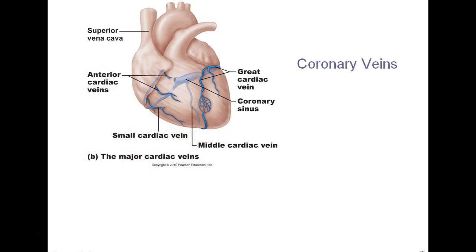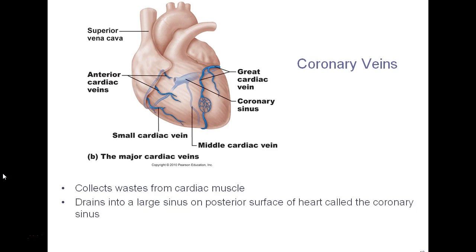Let's now take a look at coronary veins. These are going to collect wastes from cardiac muscle, and that also means they're going to return venous blood. So this occurs through one of several cardiac veins. We have three main cardiac veins. We have a great cardiac vein, a middle cardiac vein, and a small cardiac vein. What happens then is these all drain into one large sinus located on the posterior surface of the heart. We're going to call that the coronary sinus.